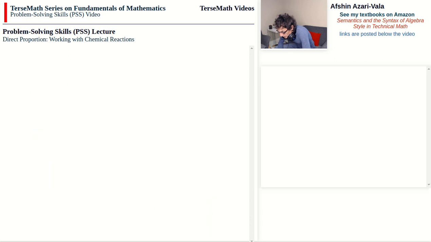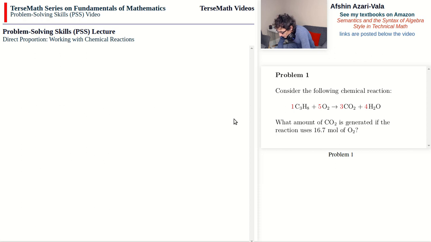Okay, so now problem number 1, here it is. It says, consider the following chemical reaction. 1 C3H8 combines with 5 O2s, and they generate 3 CO2s and 4 H2Os. What amount of CO2 is generated if the reaction uses 16.7 moles of O2? Now remember that we said we can think of these numbers in the sense of individual molecules or moles of molecules. And in this problem, we are thinking of them in the sense of the mole.